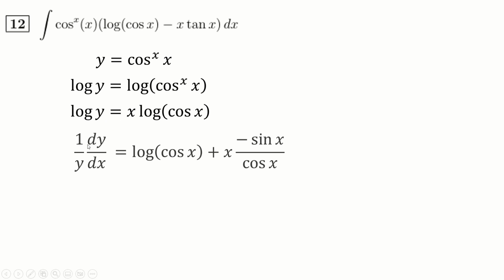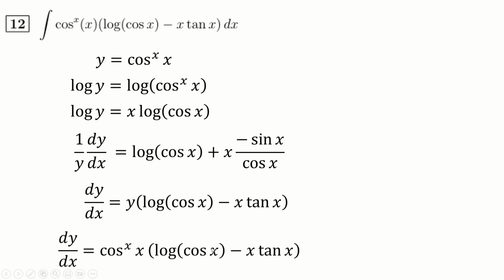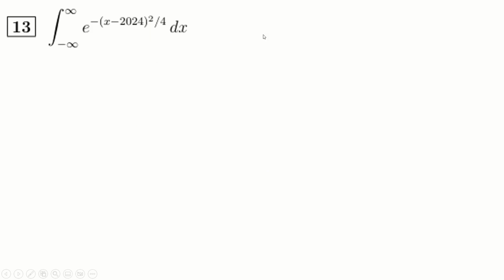So it's 1 over y dy by dx, and then you can differentiate this, leave this alone, and differentiate this. And now what you notice is this is just tan of x. The minus can go there, and you can times both sides by y, but y itself is this, and you end up with precisely the thing that you're trying to integrate. So this thing differentiates to the thing you're trying to integrate, which means this thing integrates to this, and we're done. Quite a nice little question.